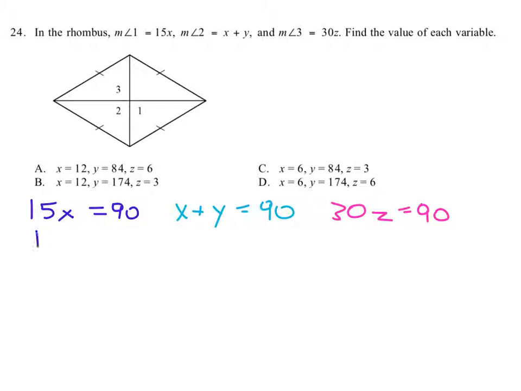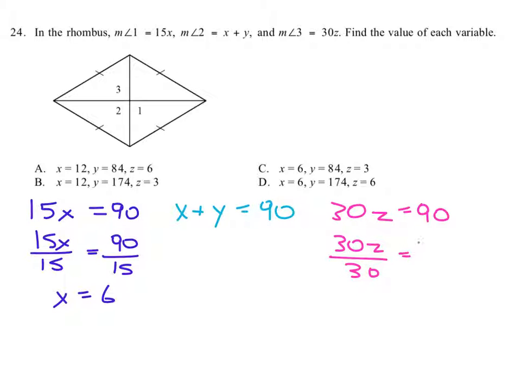So the first one we can say, okay, let's divide both sides by 15, and we get x is equal to 6. We can do the same thing over here for the pink one because there's only a single variable, and so we can solve for it. We get z is equal to 3.